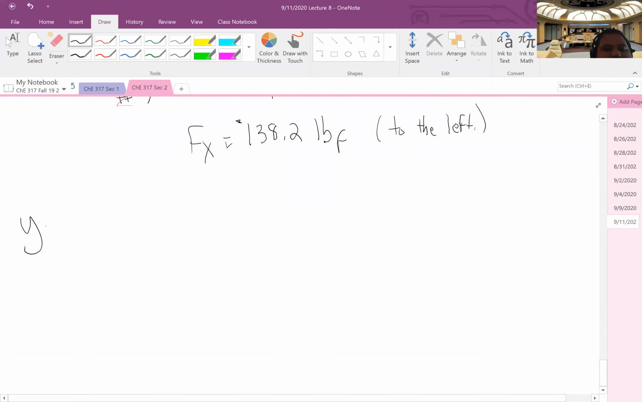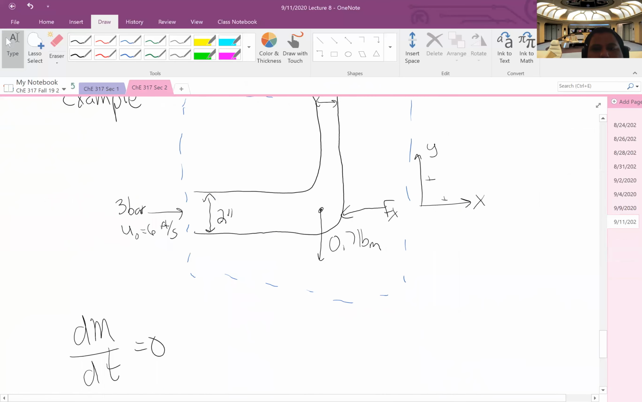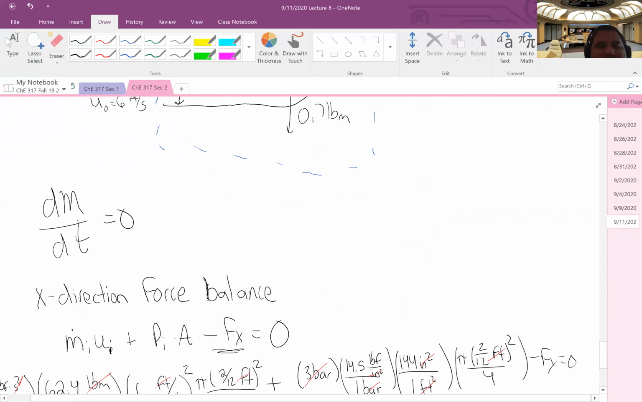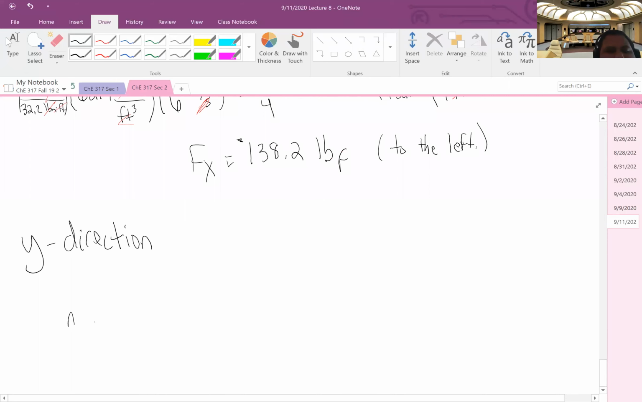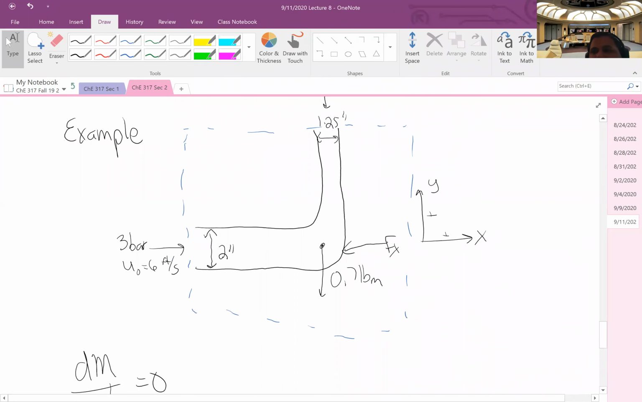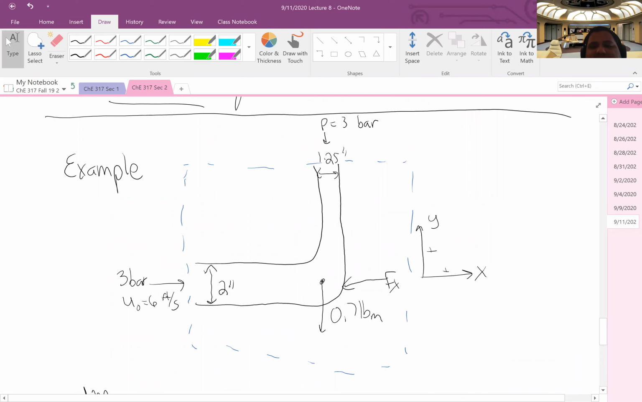All right, now let's look at the y direction. For this system, what forces do we have in the y direction? Would we have gravity apply here? In this case, yes, we would have gravity. So mass times gravity. And it's going to be negative because gravity is always in the down direction. Darn gravity. What other forces do we have acting on this system?